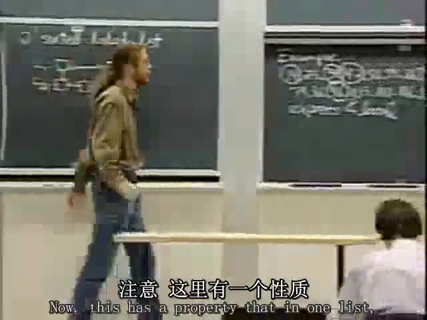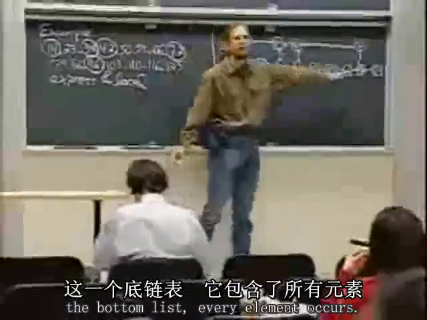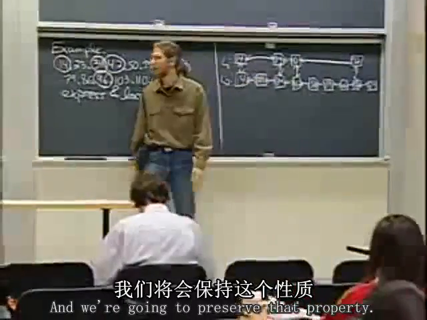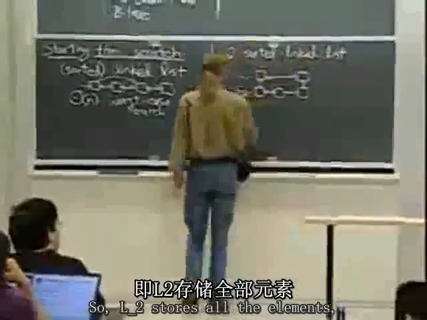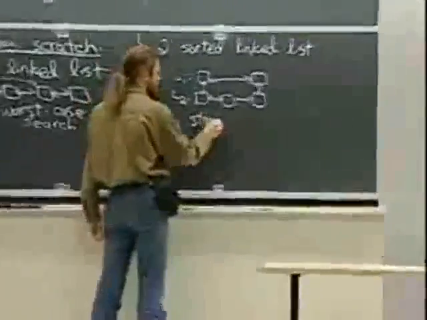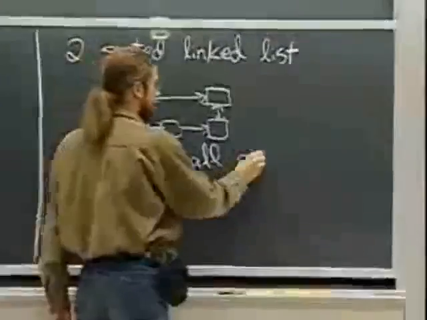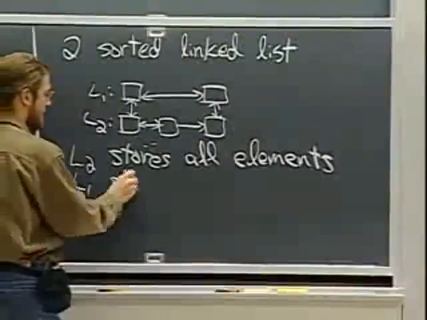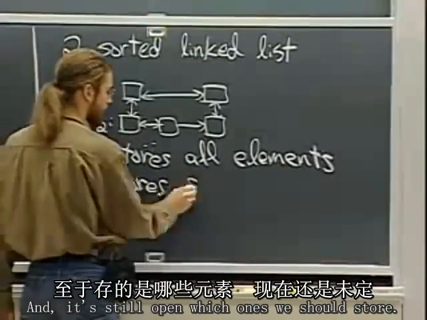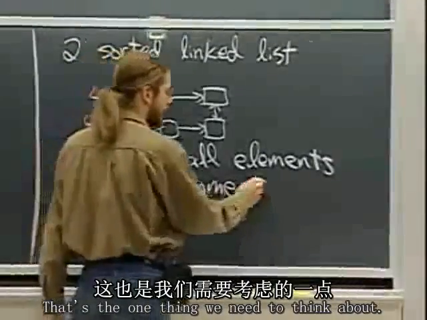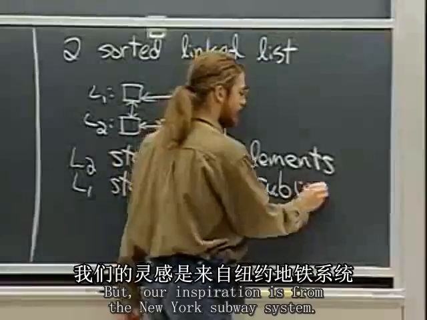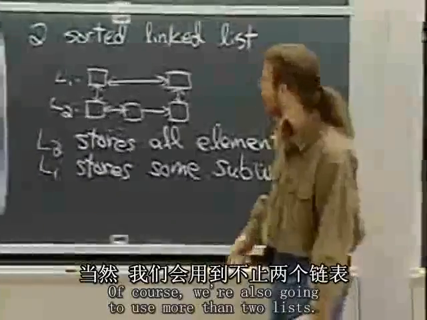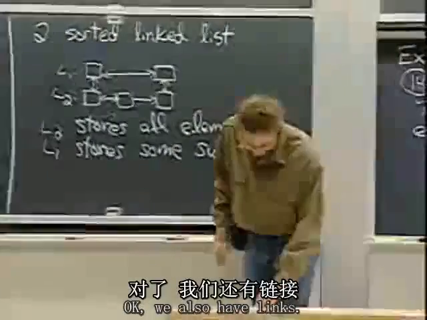Now this has a property that in one list, the bottom list, every element occurs. The top list just copies some of those elements. And we're going to preserve that property. So L2 stores all the elements. And L1 stores some subset. And it's still open which ones we should store. That's the one thing we need to think about. But our inspiration is from the New York subway system. Okay, there. That's the idea. Of course, we're also going to use more than two lists, but okay.